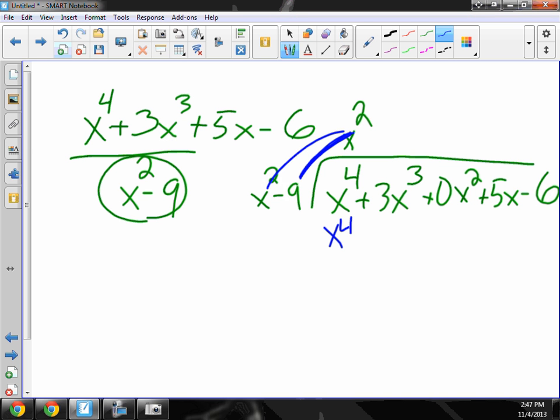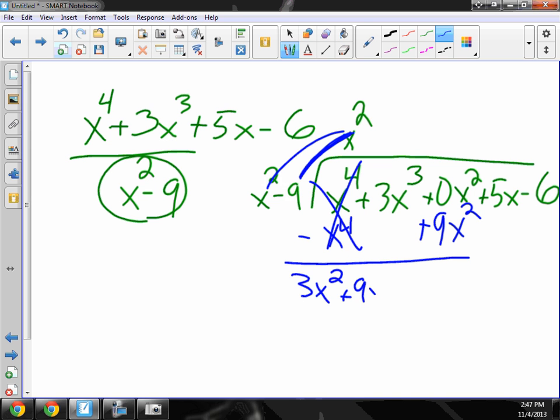You have to put it here, because if I stuck it under the x to the third, those are not like terms, and I couldn't do anything. So I ended up skipping a term. So change the signs. Those cancel. 3x to the third plus 9x squared plus 5x minus 6.